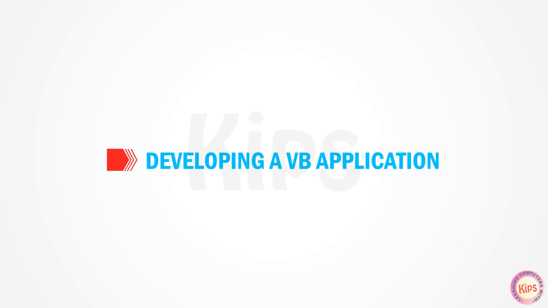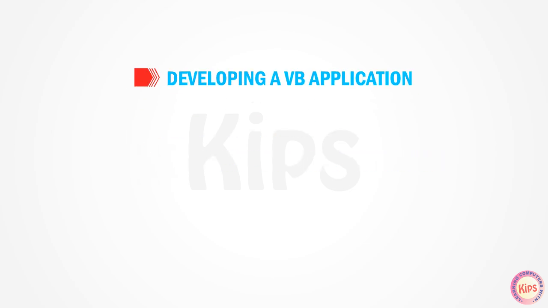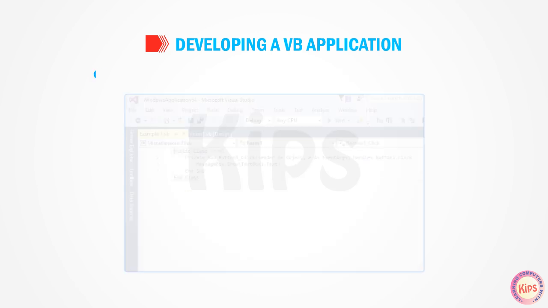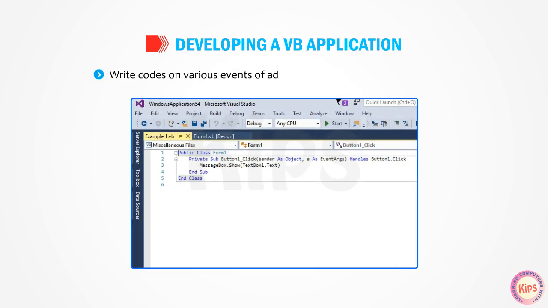Let me now tell you how to develop a VB application. To develop an application using VB 2015, follow the given steps. Build an interface by adding controls to the form. Set properties of the controls. Write codes on various events of added controls and run the application.